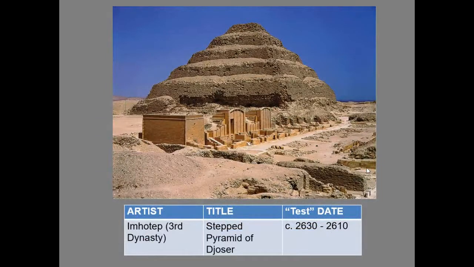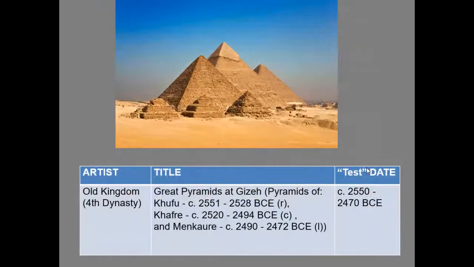The first named artist I can give you is Imhotep. Imhotep is the architect who designed a series of mastaba, one on top of the other, creating the new architectural form, the stepped pyramid. And this was for the pharaoh Djoser. So you see our first stepped pyramid, thanks to Imhotep.